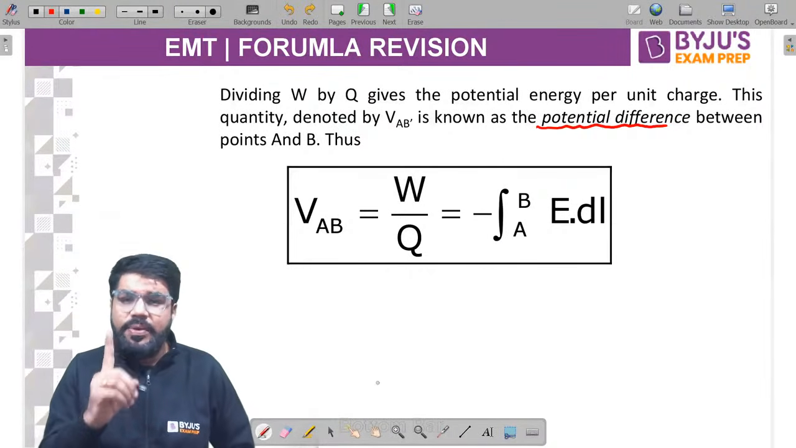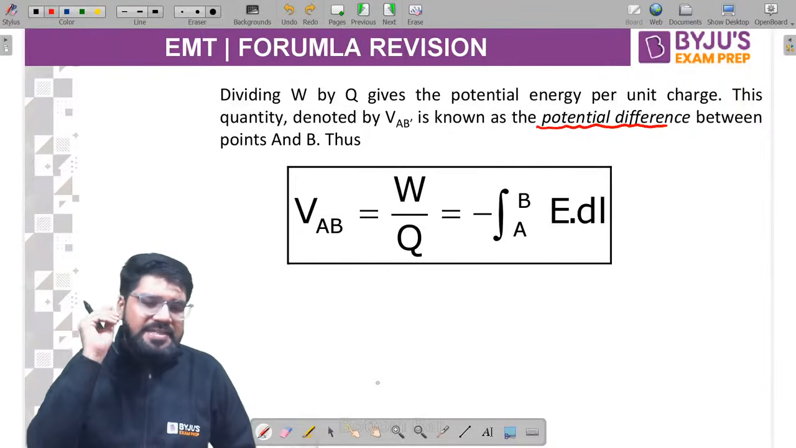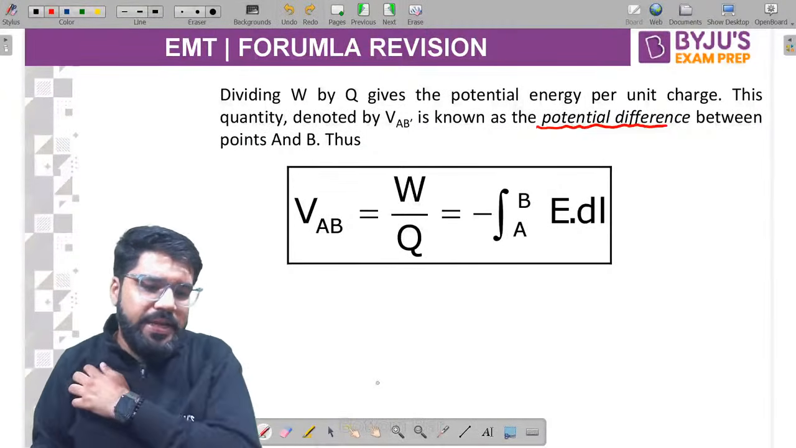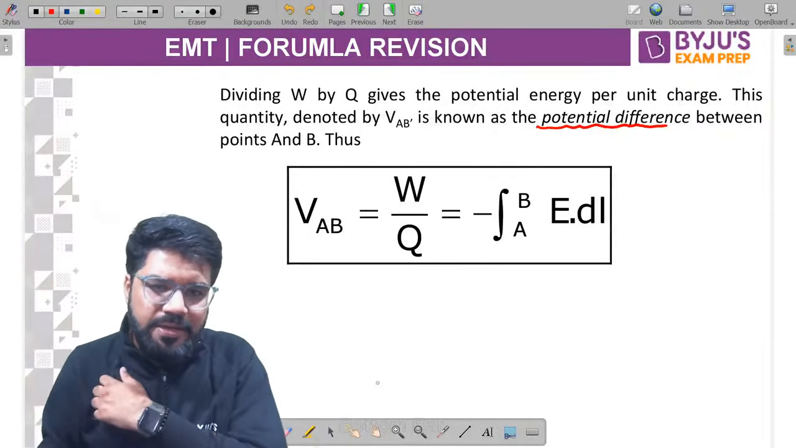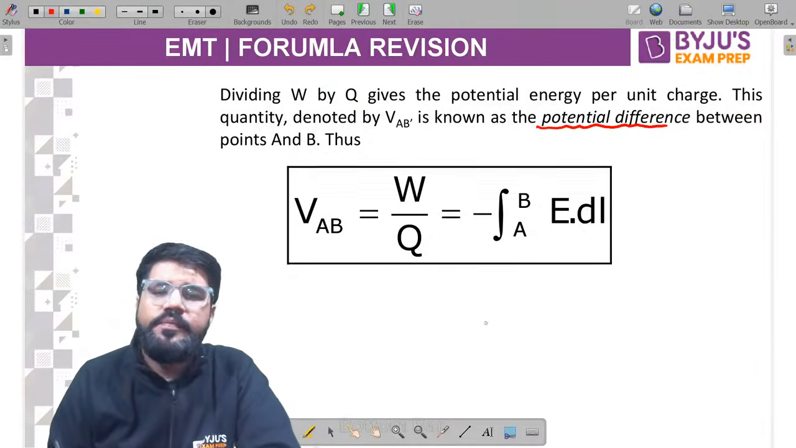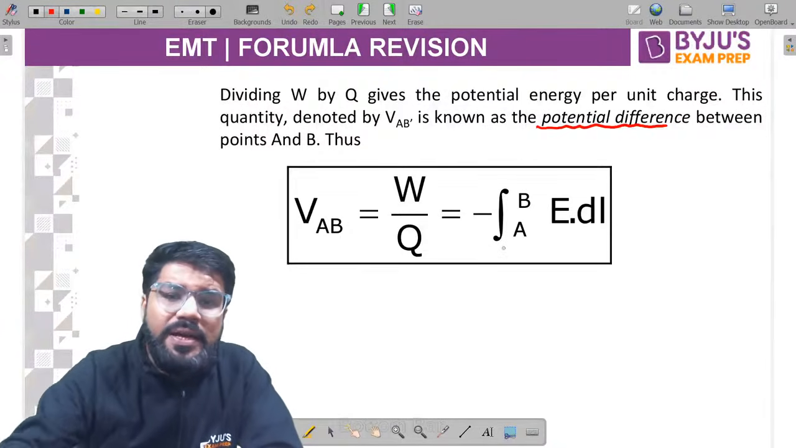Okay, so this is the next area where questions are expected. It's indirectly a line integral question. The work done is minus integral A to B of E dot dl. Right. Okay. Achha, how do you calculate the absolute potential?